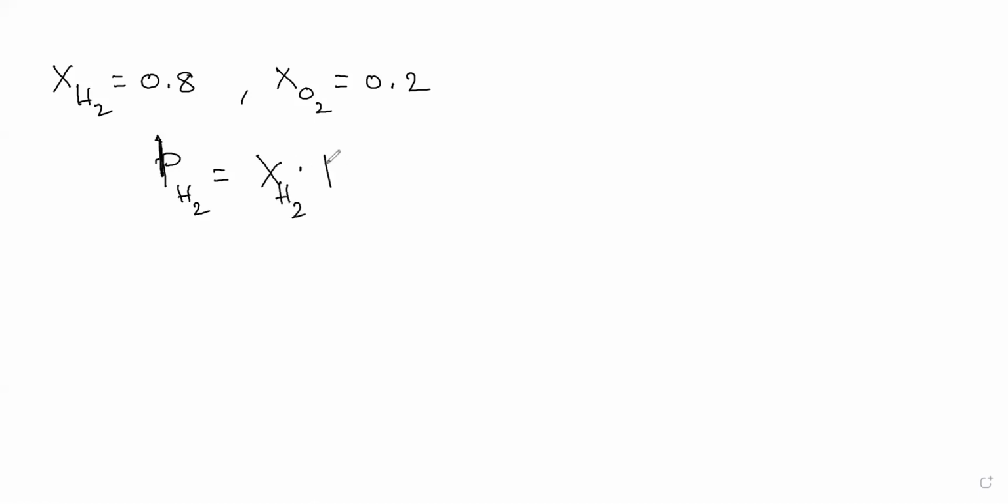Now, mole fraction of hydrogen is 0.8. Mole fraction of O2 is 0.2. First we have to calculate the mole fractions. Then partial pressure. Partial pressure of hydrogen is X H2 into P total. What is the total pressure? P total. The mixture is at 1 bar pressure, okay, mixture is at 1 bar pressure.